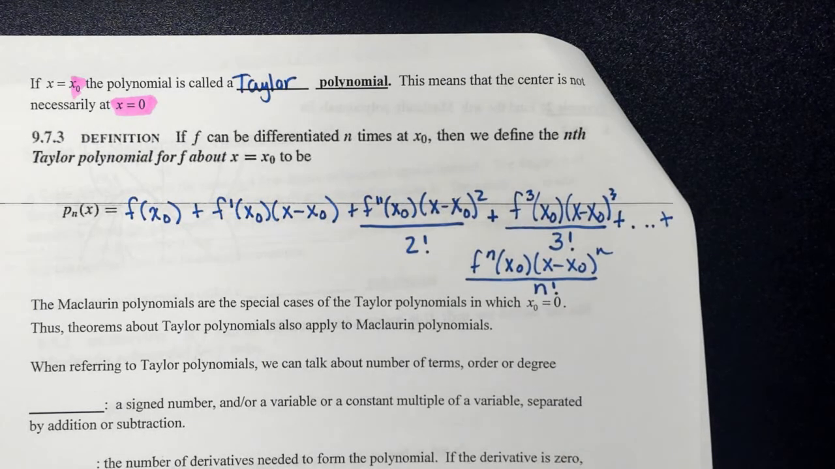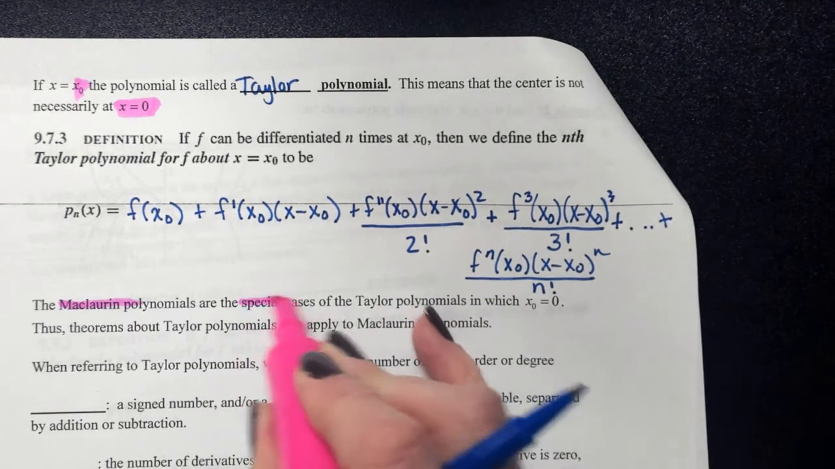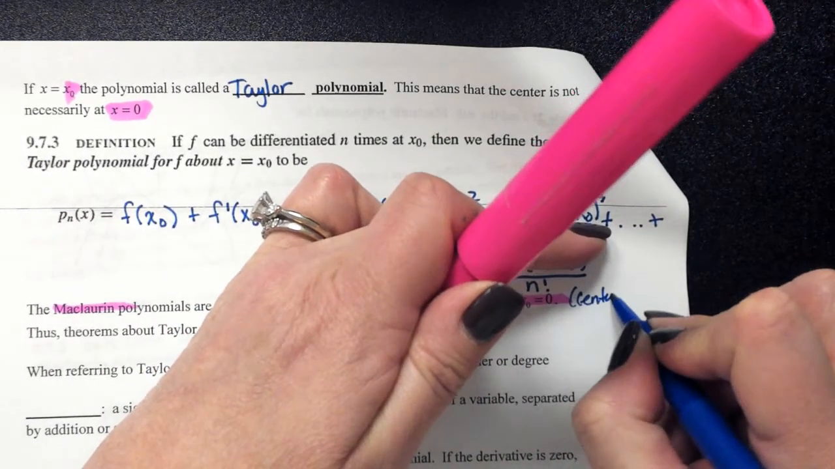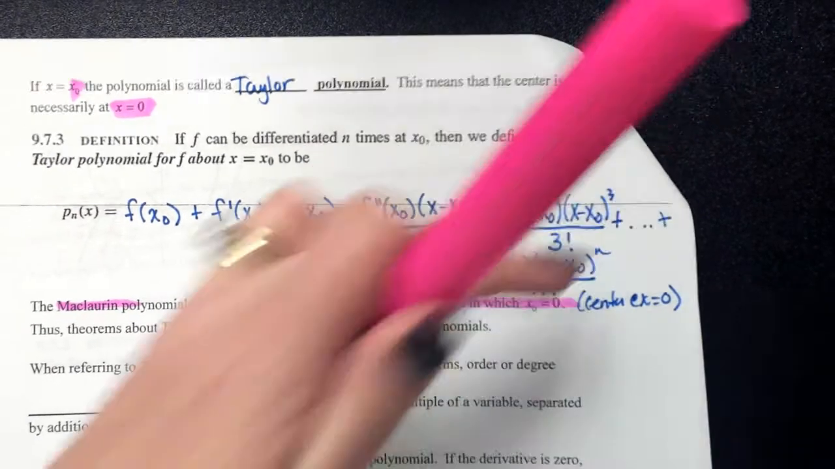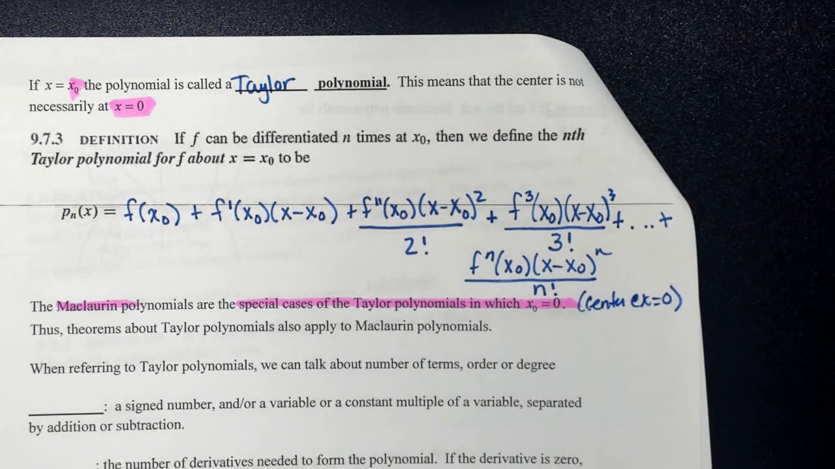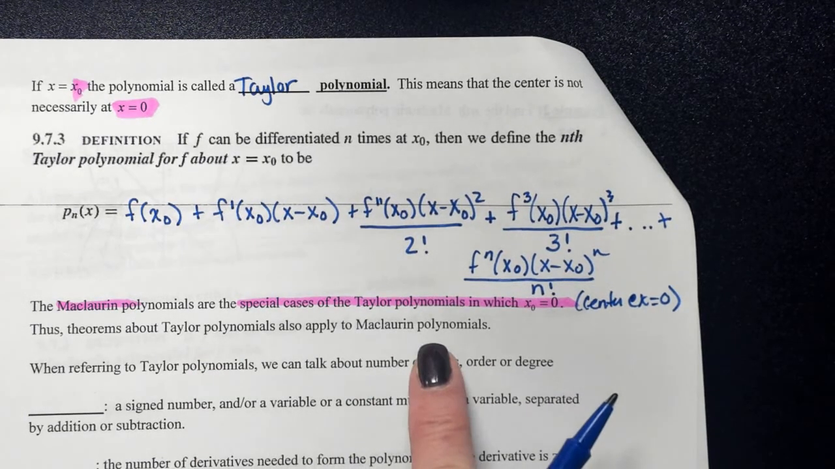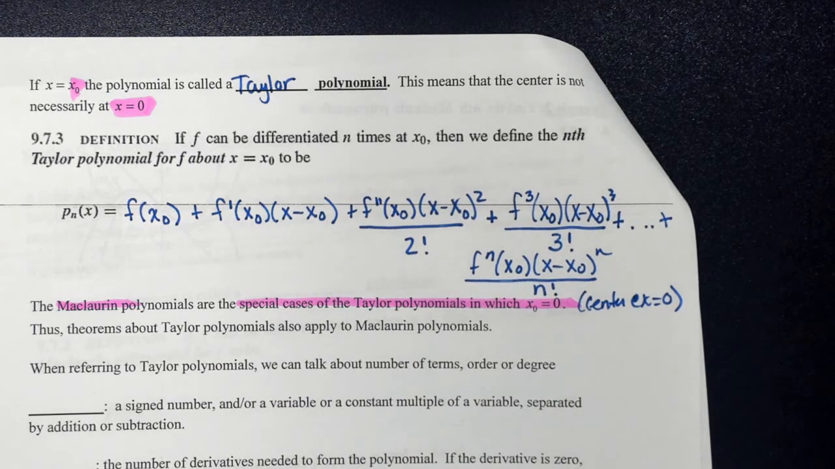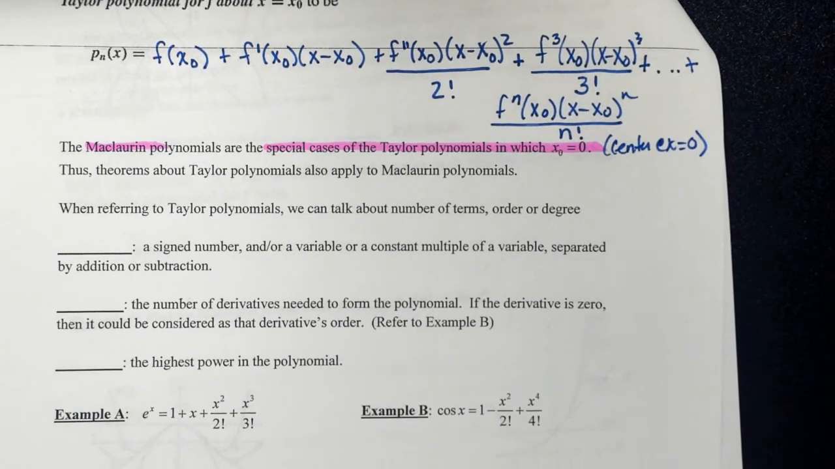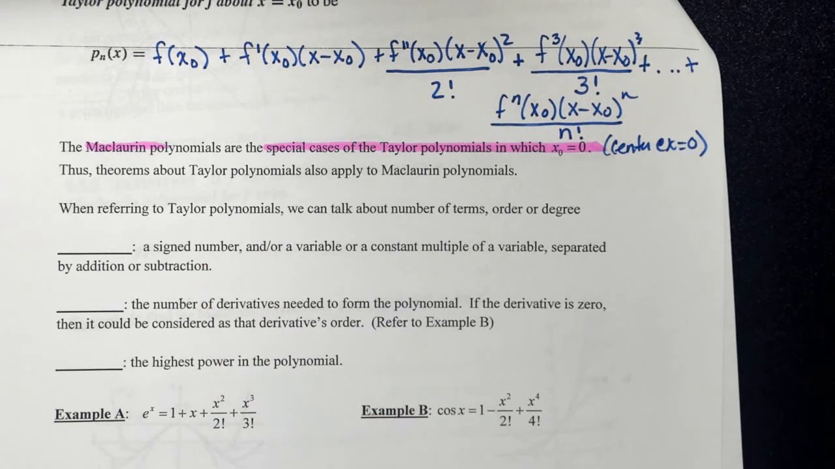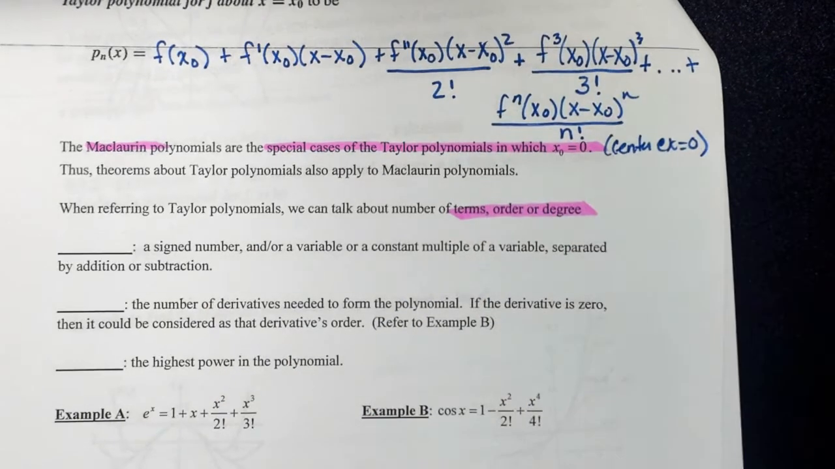Like I mentioned, Maclaurin polynomials are special cases of Taylor polynomials in which the center is at 0. So, like I said, a Maclaurin polynomial is a type of Taylor polynomial. So any theorem that we talk about for Taylor polynomials will apply for your Maclaurin polynomials as well. So when we're talking about Taylor, and of course that also refers to Maclaurin, they may talk about terms, order, or degree. So what is a term?